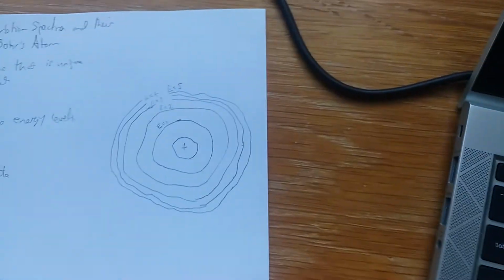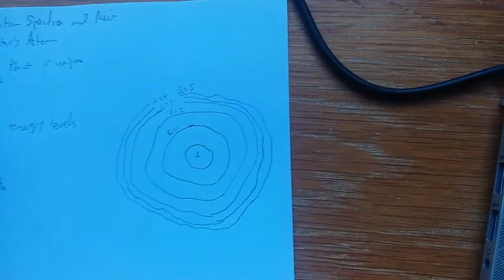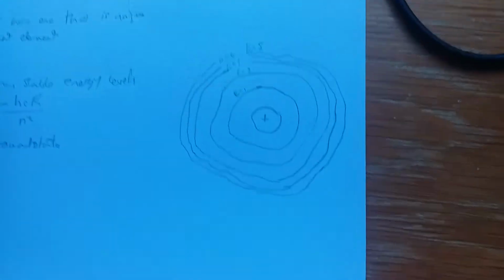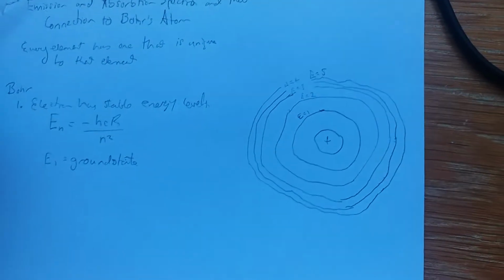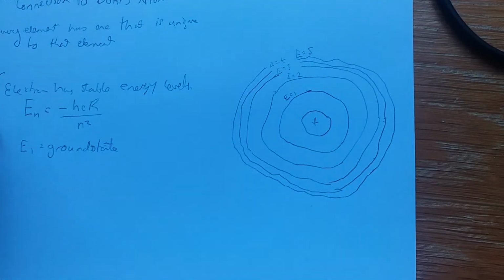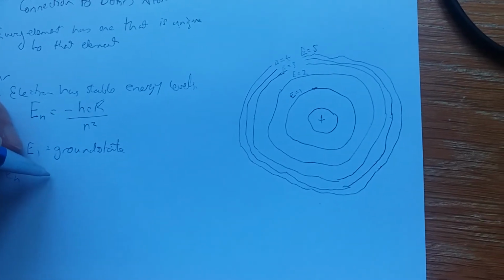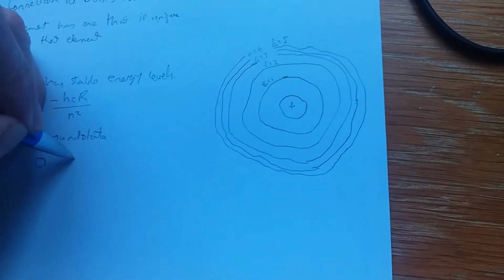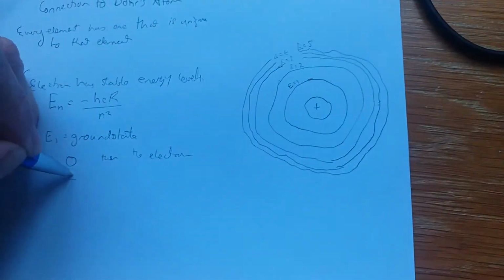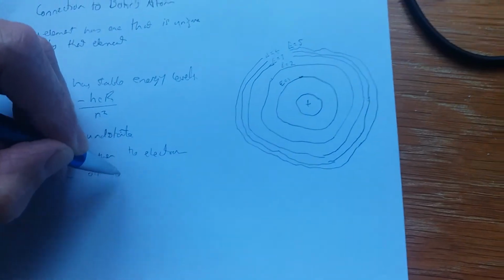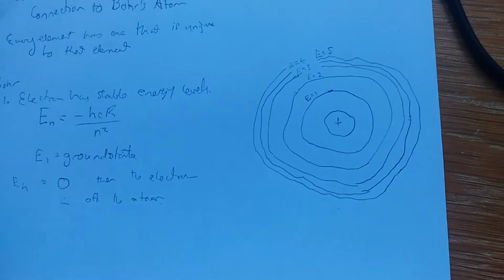function. Alright, so what he said was that they have all those energy levels and they're all equal to E equals negative hcR all over n squared. How that works then is that if En is equal to 0, then the electron is off the atom. The atom has been ionized.